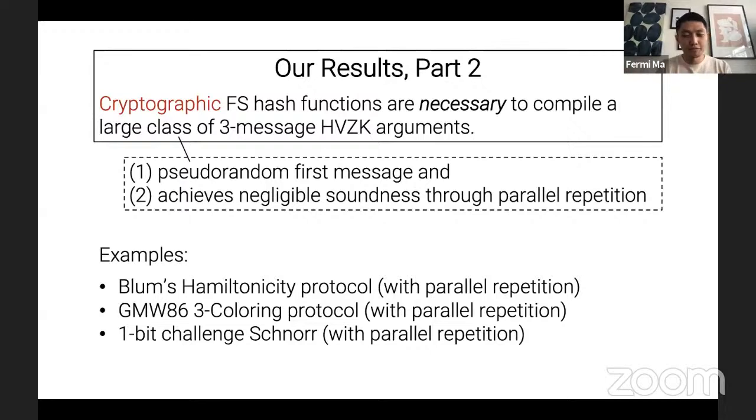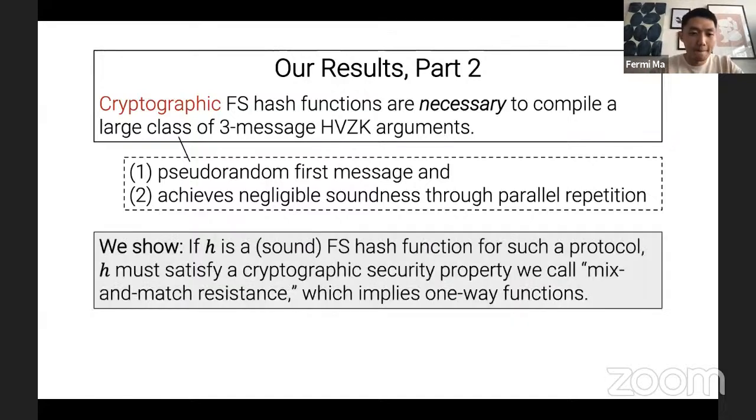It was really the structure of the original Schnorr protocol. But here, when you get soundness through parallel repetition, even though you're using groups, you still need cryptography in your Fiat-Shamir hash function. Right, so in a little bit more detail, what we show is that if H is a sound Fiat-Shamir hash function for such a protocol, then H must satisfy a cryptographic security property we call mix and match resistance.